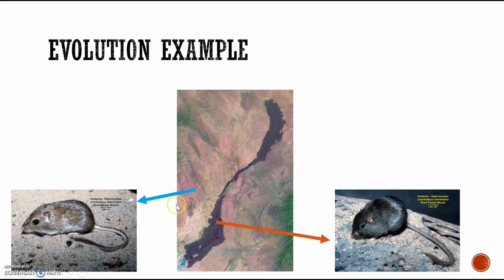So what you end up having happening is that your mice that live outside of the lava flow are the lighter colored mouse, and the ones that live within the lava flow are going to be our darker, more melanistic ones.